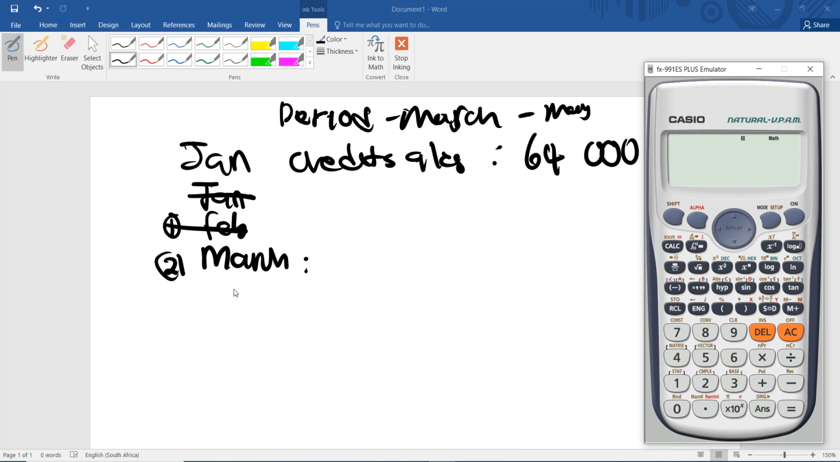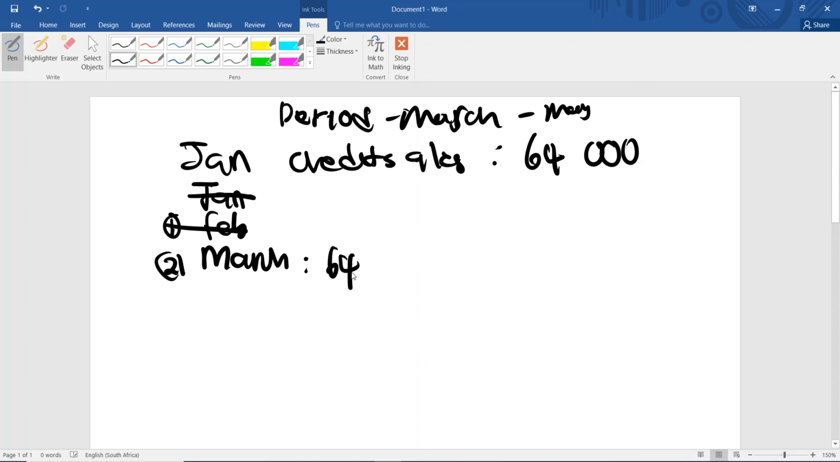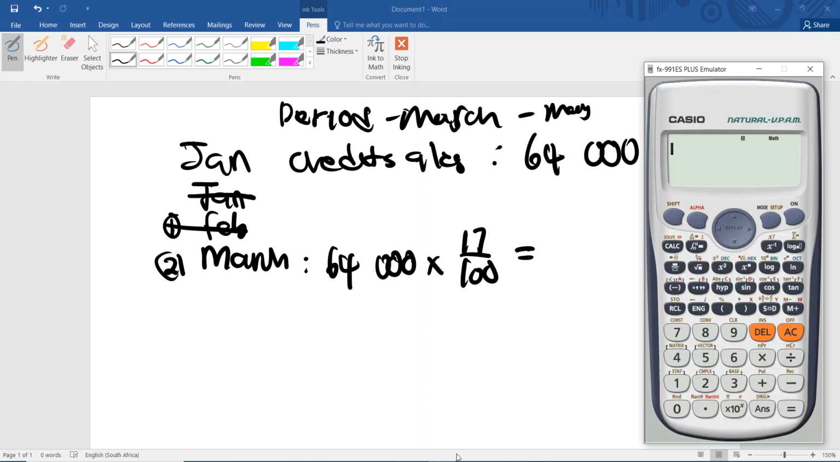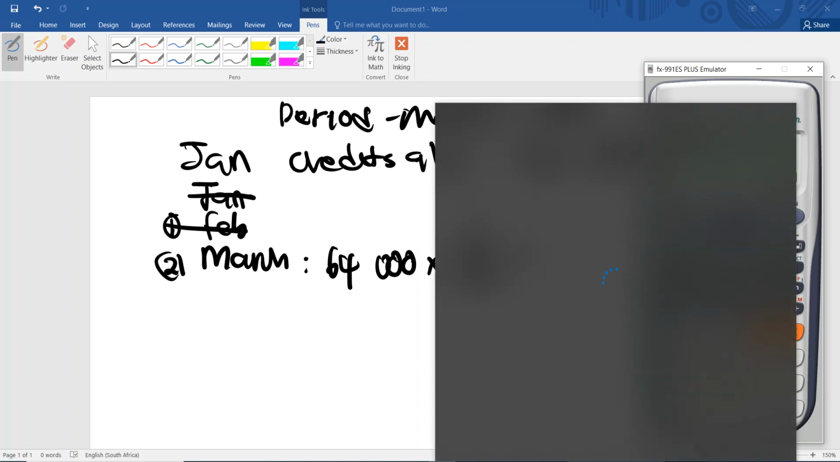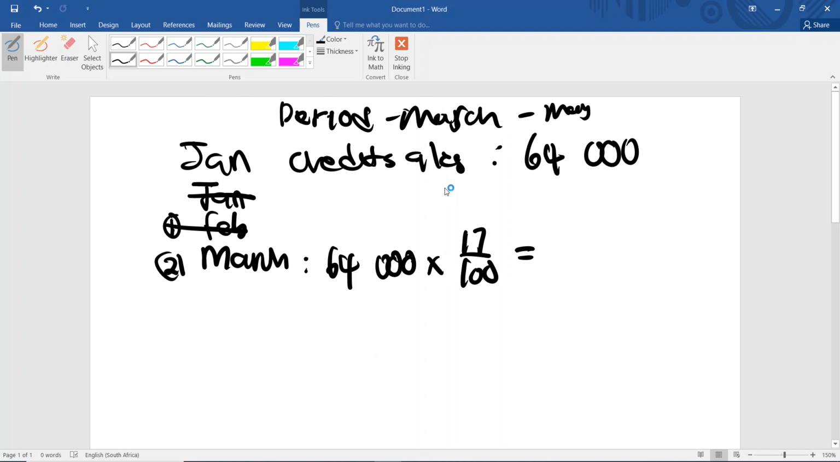Okay, so remember they said 17%. So for March, we're going to say 64,000 multiplied by 17 over 100. This means that from the sales that took place in January, in March, we'll only collect 17% of that. Let's see, 64,000 multiplied by 0.17 or 17 over 100 is going to give us 10,880, meaning that from those sales they will only collect 10,880.